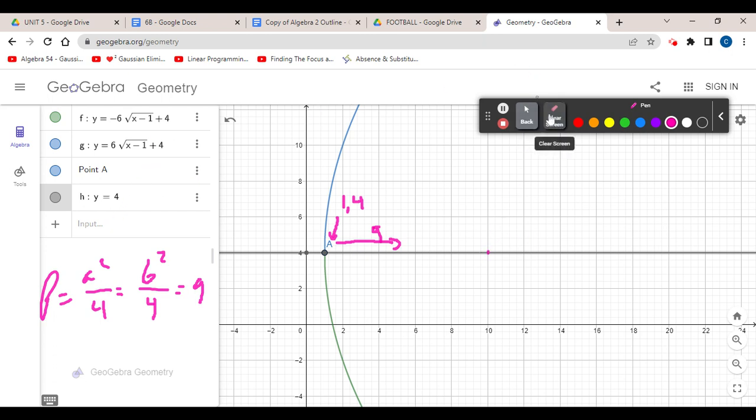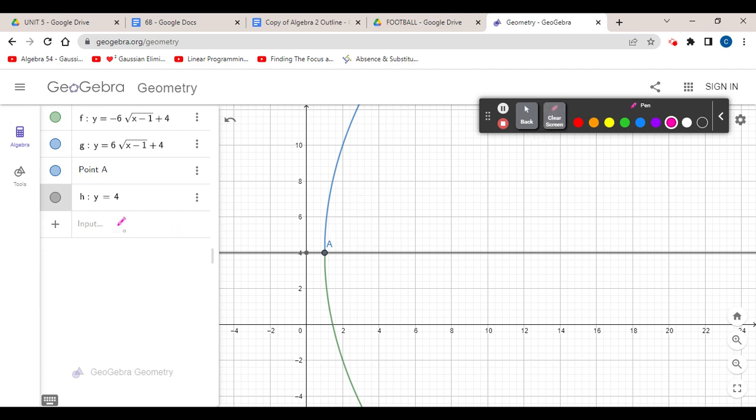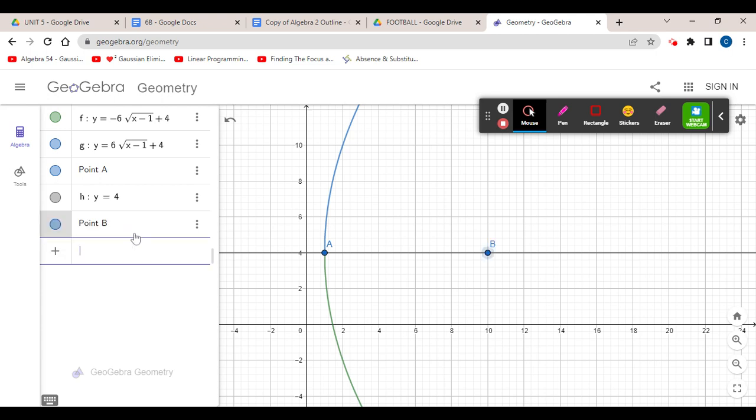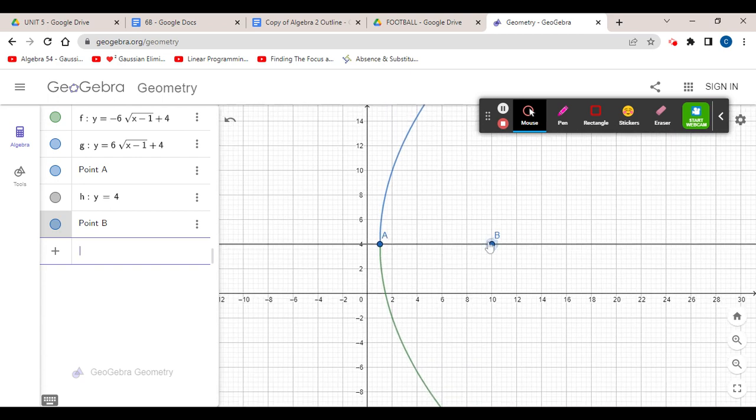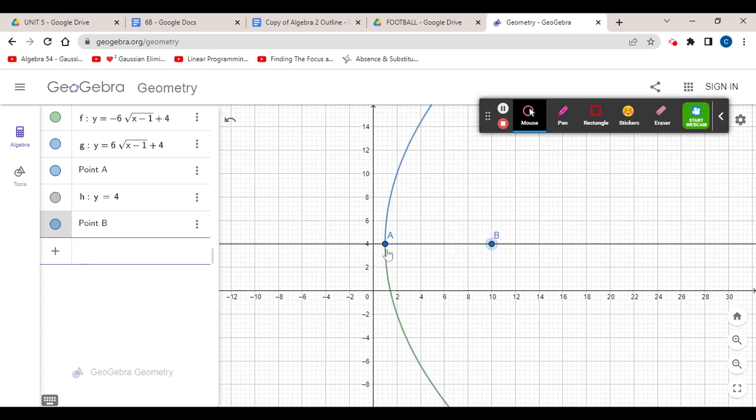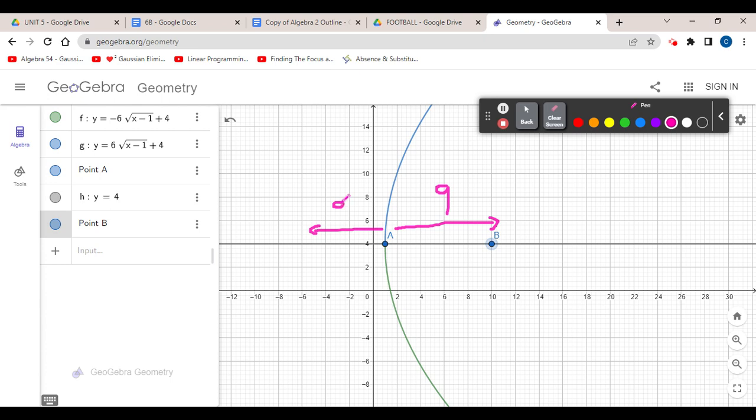And I'm going to clear my screen real quick. And so now we have a focus point at 10, 4. All right. Now the directrix is going to be a vertical line that's 9 units in the opposite direction. So from our vertex to our focus, that had a length of 9. So our vertex to our directrix also has to have a length of 9.